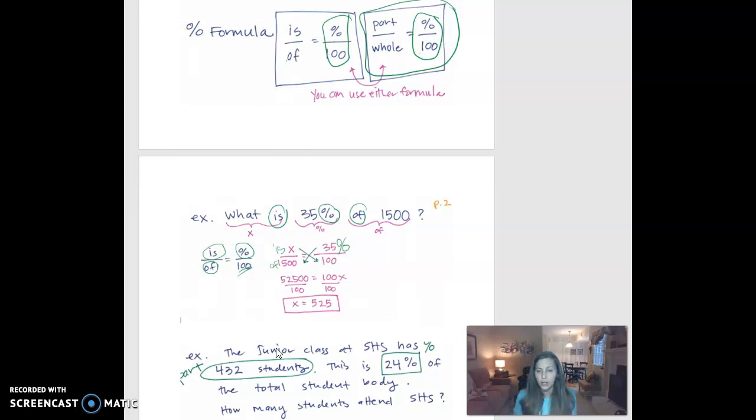Now, from here, you're going to cross multiply and divide. We did that last week. So x times 100 is 100x. 1,500 times 35 is 52,500. Again, you need a calculator.